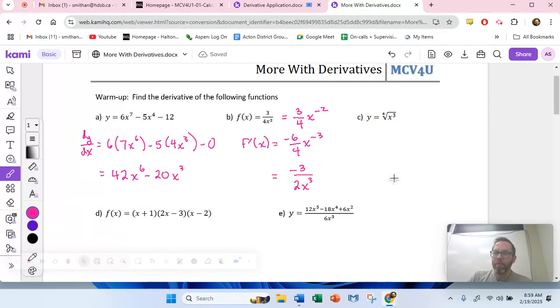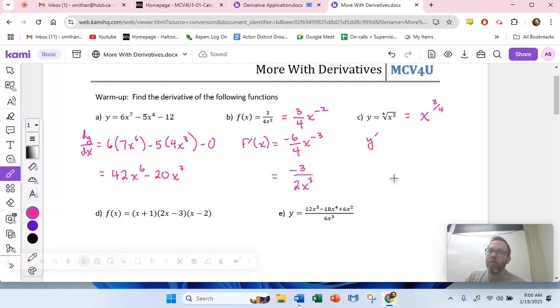And then for C, you would use your exponent rules you learned in grade 11. The fourth root means your exponent would be over 4, and the x to the power of 3 means it would be x to the power of 3 over 4. So that's from your grade 11 course. We need to have those in our toolbox at this point in our math careers. But now you can find the derivative.